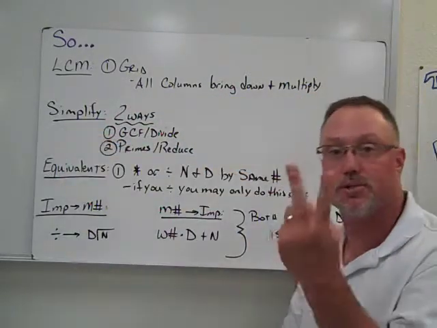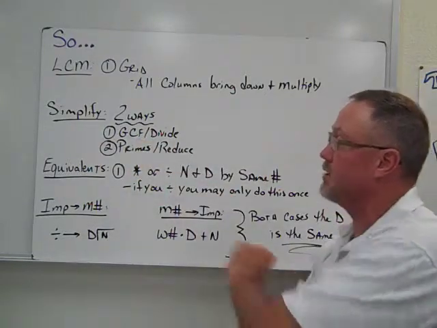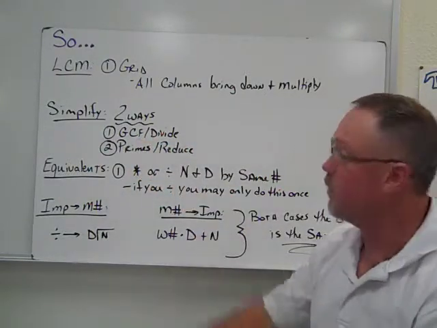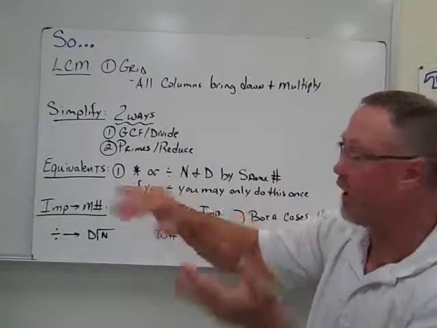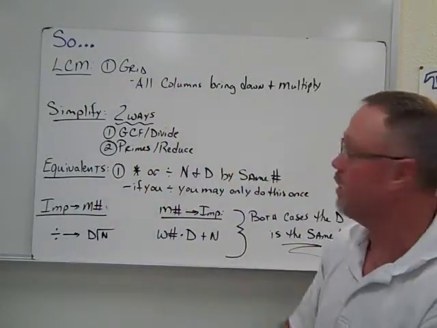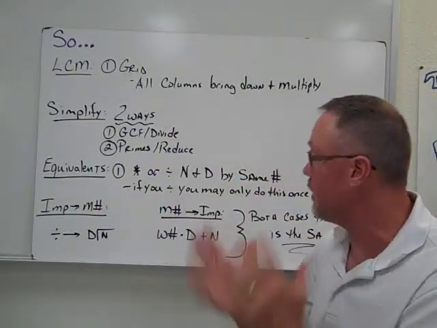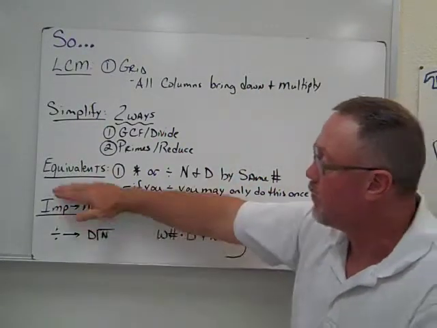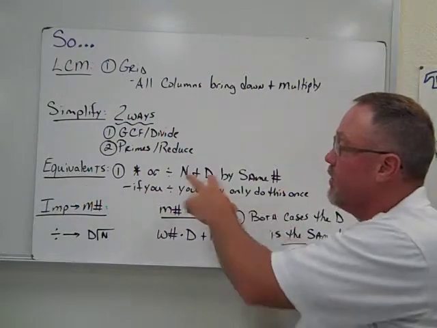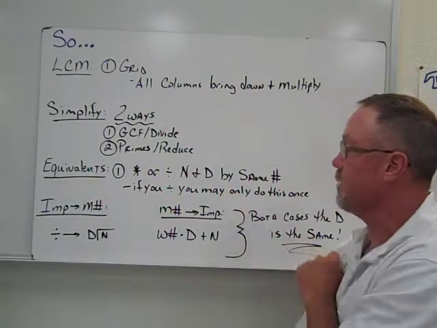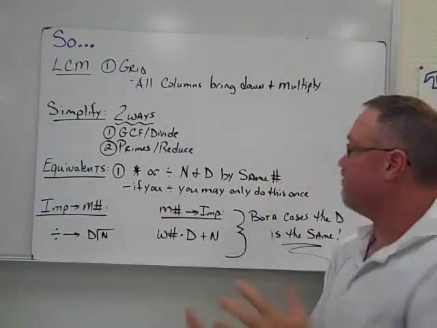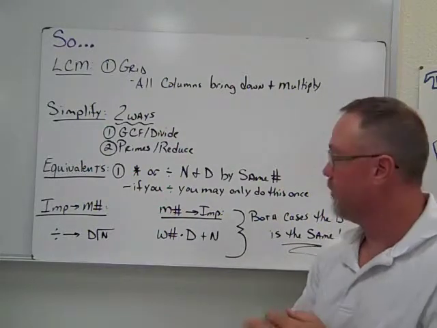Simplifying your fractions, you have 2 ways you can do it. You can find the greatest common factor and divide it out, or you can set it up as primes. In this case, you can use the grid again, and then reduce it. Reduce the ones that are the same top and bottom, and that would take care of it. For equivalence, multiply or divide the numerator and denominator by the same number. If you divide, you may only need to do this once.